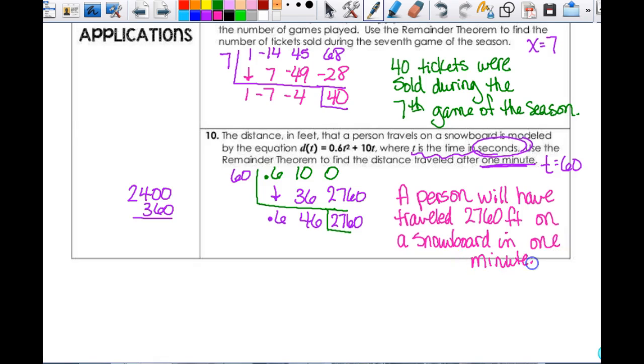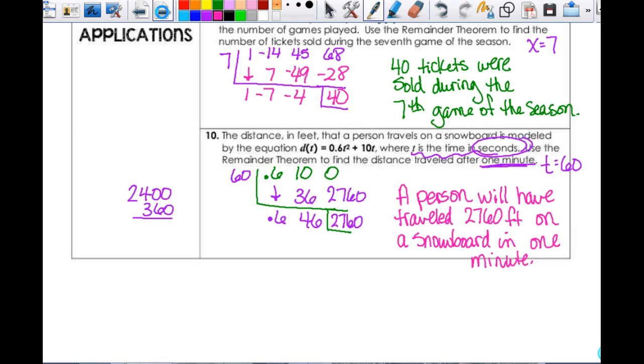And that is not a very well-worded sentence, but it's fine. I should have said a person on a snowboard will have traveled, but it means the same thing. Just don't tell your English teacher because it's not the best wording. But we got all the pieces in there. That's all we really care about. All right, we all good with that? Any questions? All right, grab the second piece of paper.